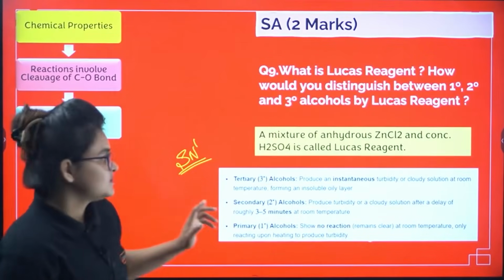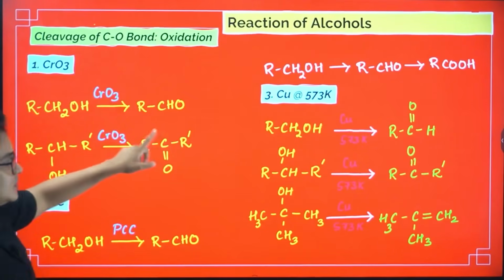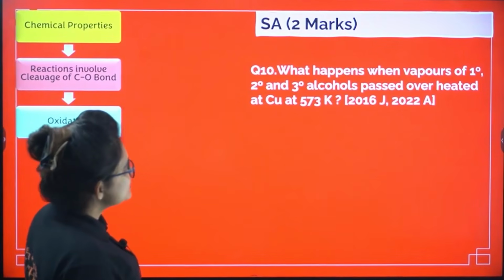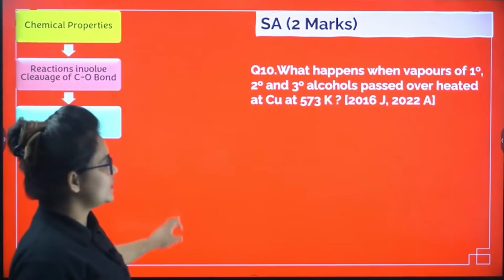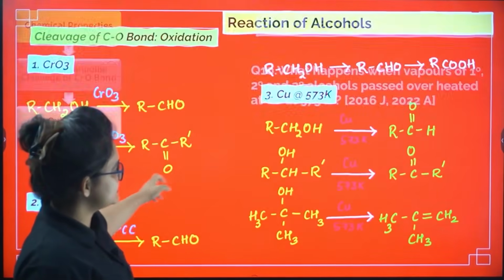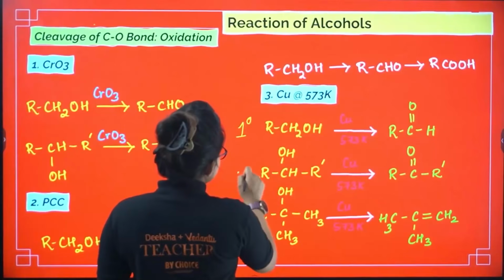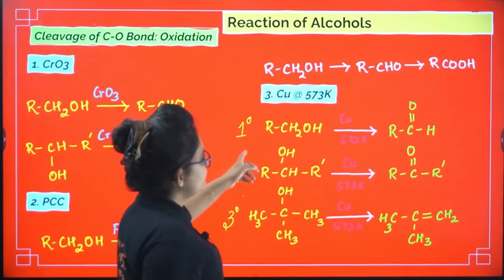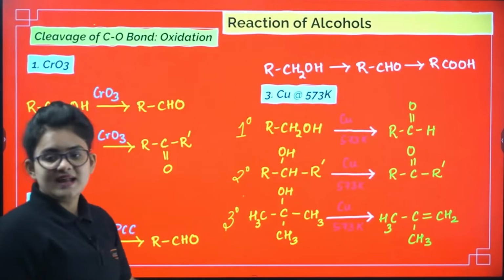Let's proceed. This is the oxidation reaction with CrO3, PCC and Cu. Let's proceed with the first question: what happens when the vapors of 1 degree, 2 degree and 3 degree alcohol are passed over heated copper at 573 Kelvin? Here comes the answer. This is the 1 degree, this is 2 degree and this is 3 degree. 1 degree will form the aldehyde, 2 degree will form the ketone, and 3 degree will form the alkene.